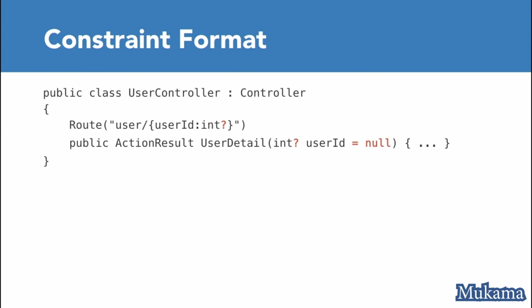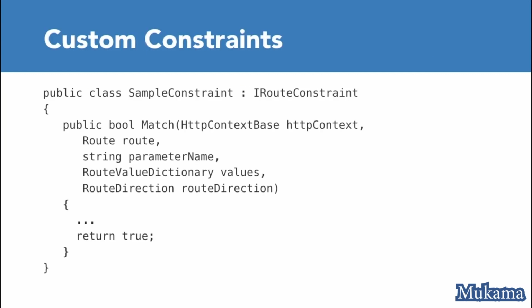If you would like to make your own custom constraint, you can do that by simply creating a class that implements the IRouteConstraint interface. To implement the interface, your class will have to have a Match method. The Match method gets all of the data passed into it about the route, the web request, the user, and so on. It returns a true or false depending on whether or not the route should match.